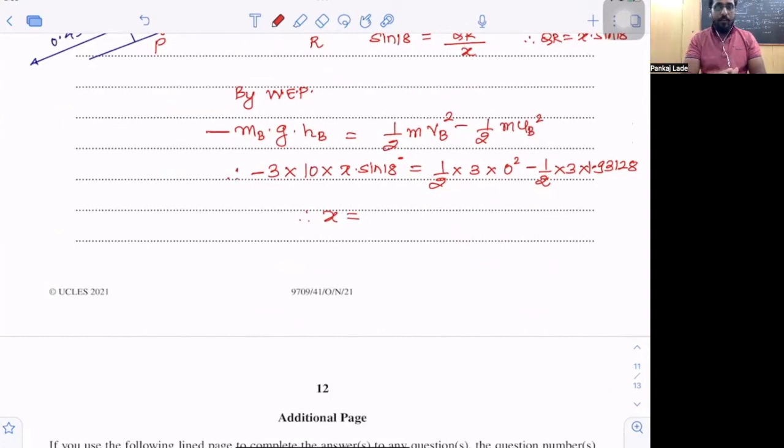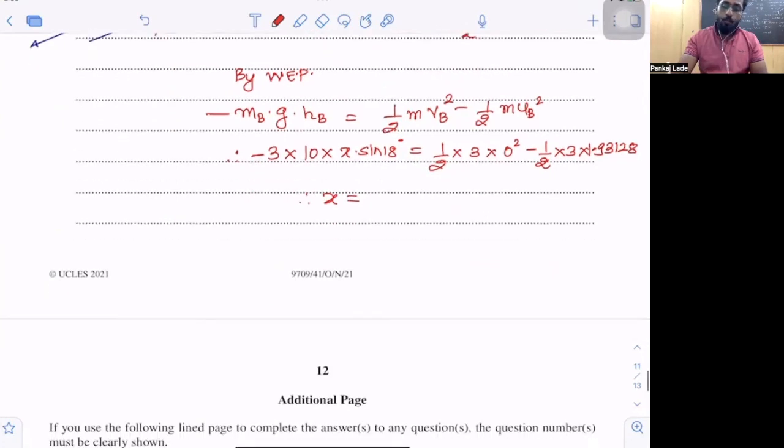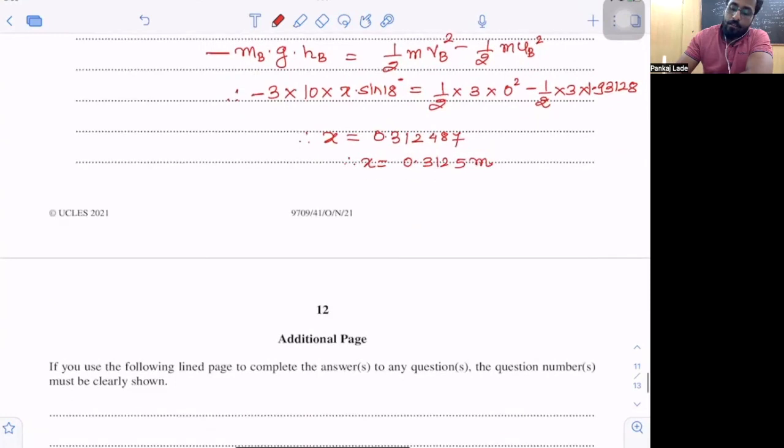This gets divided by 3 times 10 times sine of 18. Right? That comes out to be 0.312487. So X is definitely 0.3125 meters. And now you know that the total distance traveled will be 0.45 plus 0.3125.